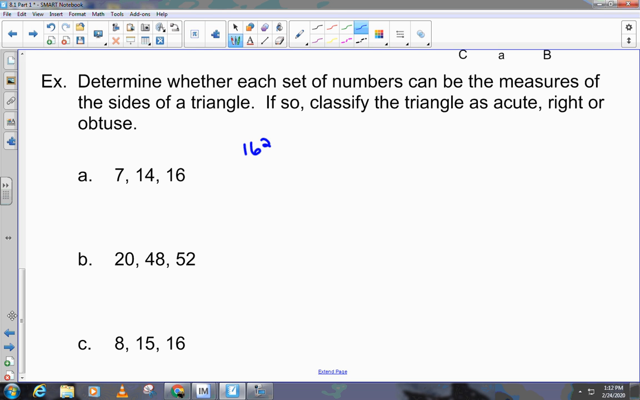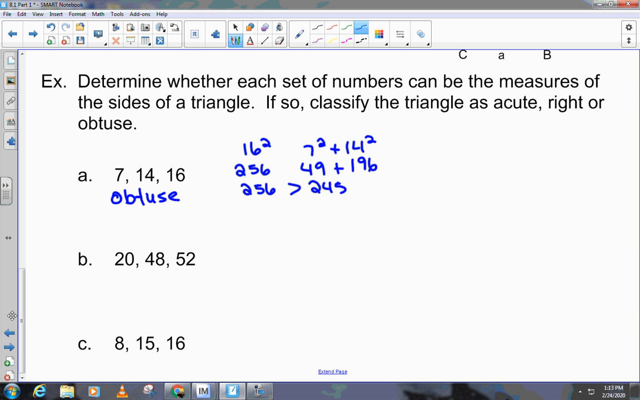We square it, and then we compare it with the sum of the squares of the other sides. What's 16 squared? 256. 7 squared is 49, and 14 squared is 196. So if I add 49 and 196, that's 245. And then that longest side squared was 256. So that longest side squared is bigger than the sum of the squares of the other two sides. So what kind of triangle does that make it? Obtuse.